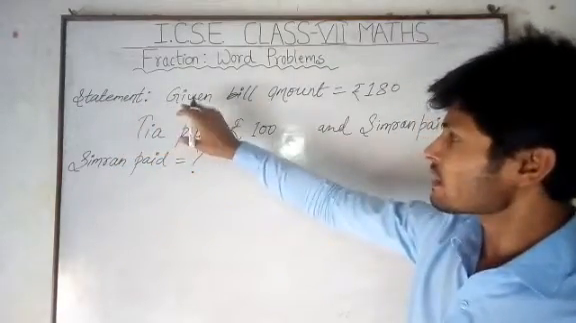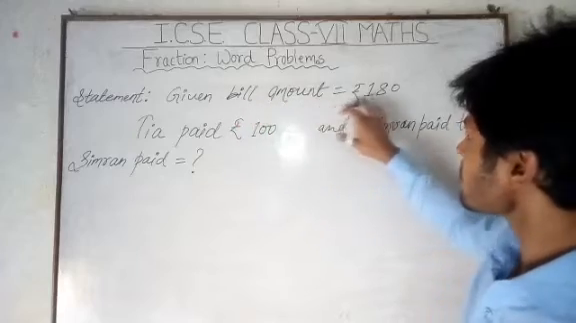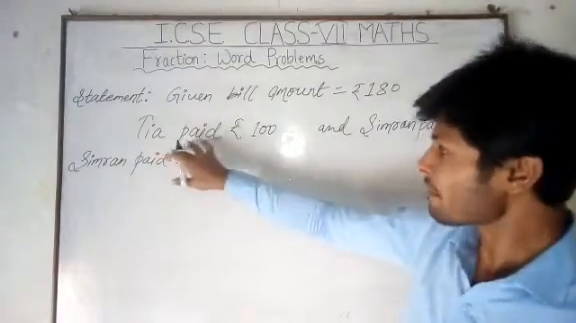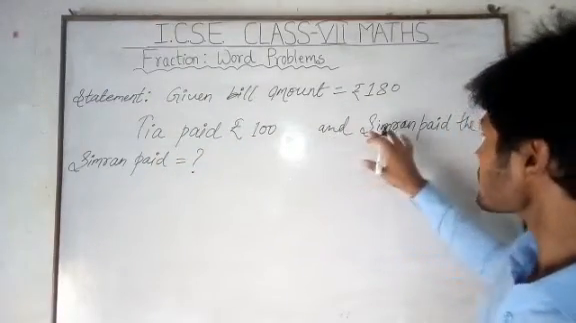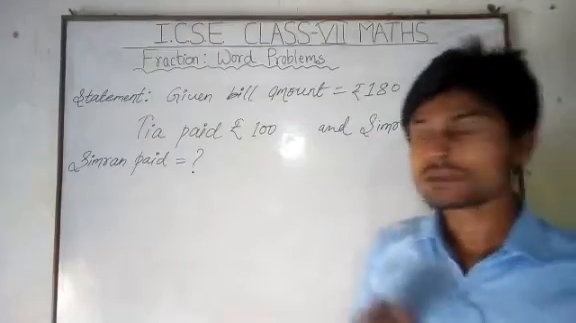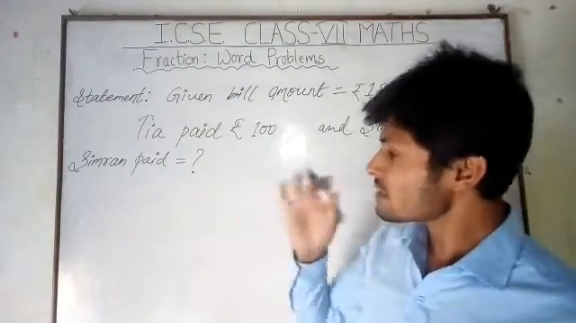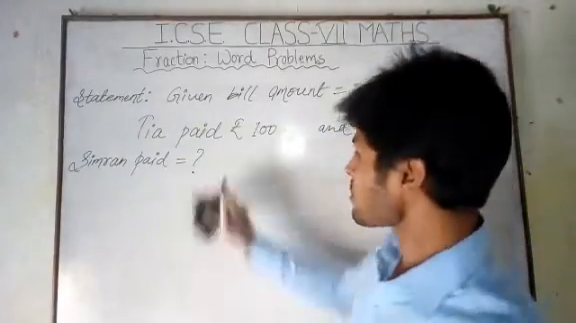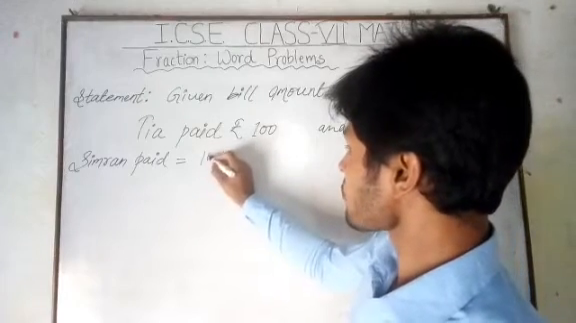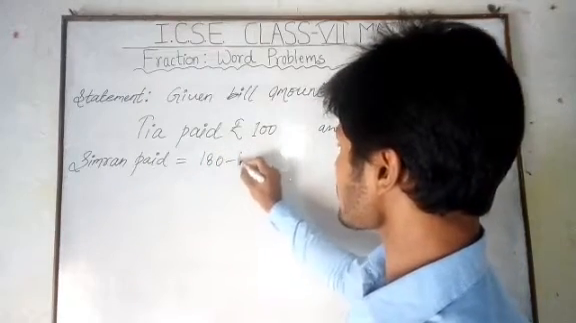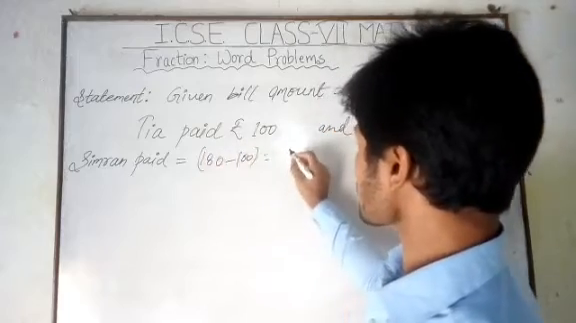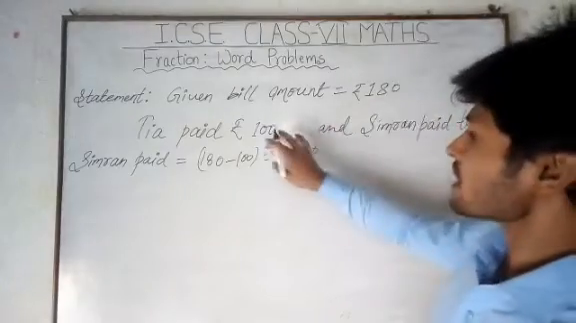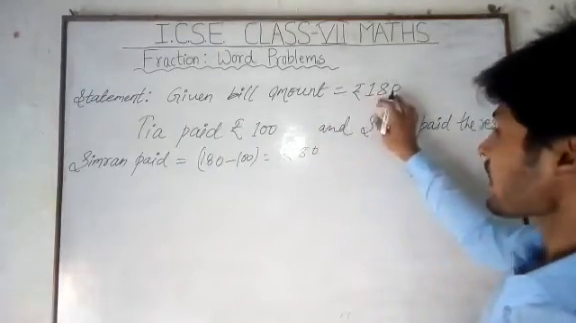The statement is given that the total bill amount is rupees 180, and out of this 180 bill, Tia paid rupees 100 and Simran paid the rest of the amount. So suppose we have to find out what amount Simran paid. For this we know what to do: we take the total bill, that is 180, and subtract 100 rupees. So this becomes rupees 80. So 80 rupees is paid by Simran out of 180, where 100 rupees is paid by Tia out of 180.